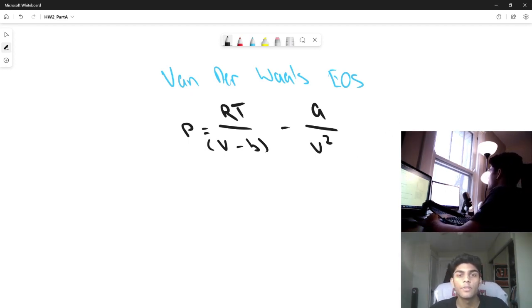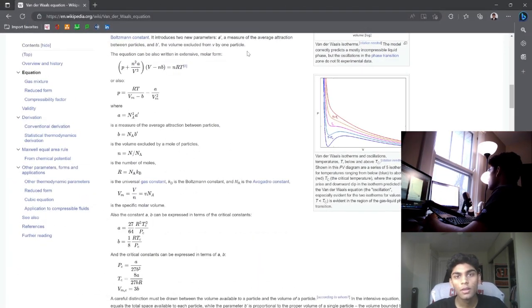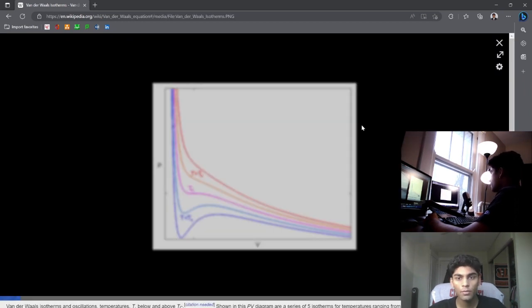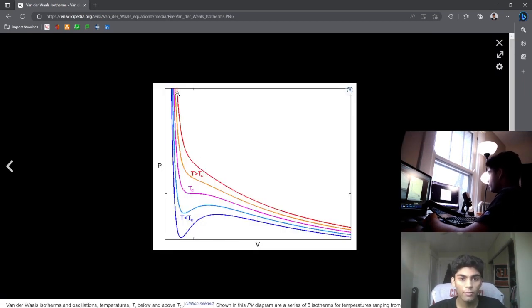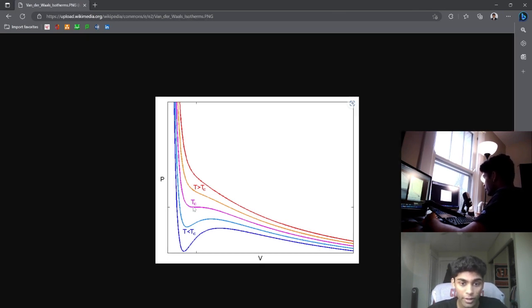So before we jump into derivations and trying to find these values, we want to first look at what this equation of state especially means. Let me drag this page over here. This is just a Wikipedia page about van der Waals equation of state that we're looking at here. And as we can see, we have this graph, and with this graph, we see where there is a marked critical point at this area right here.